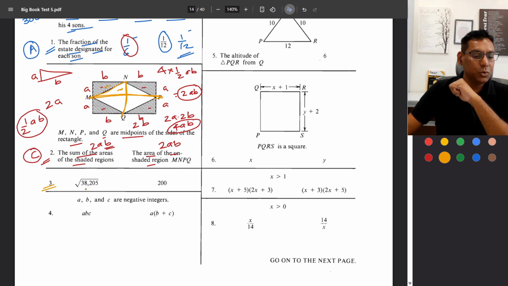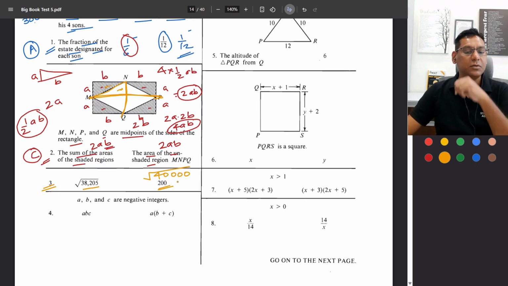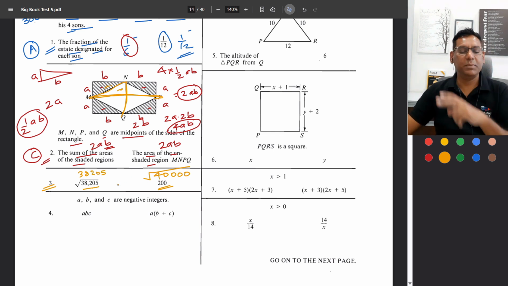Question number 3, root of 38,205. I don't know the root, but root of 400 I know. Root of 400 would be 40, right? Correct? I can write 200 as root of 40,000, right? So now I have to compare 38,205 with 40,000. Obviously, answer choice B is bigger.